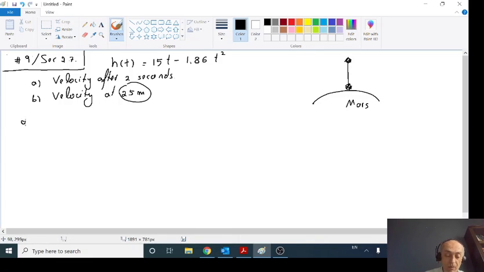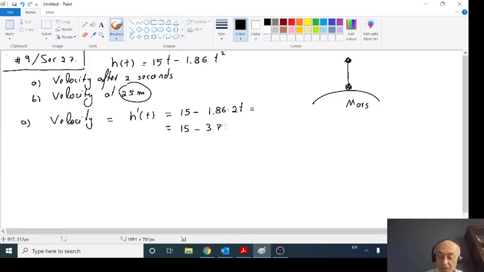As you recall, for part A, velocity is the derivative of the displacement h, so in this case h prime of t, and this represents velocity for all numbers t. It's 15 minus 1.86 times 2t, which ends up being 15 minus 3.72t. All right, so this is the formula for velocity.